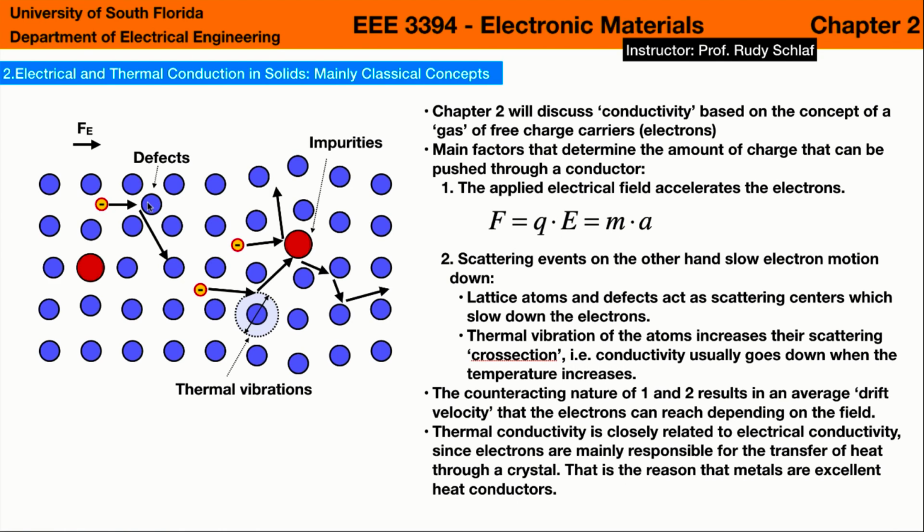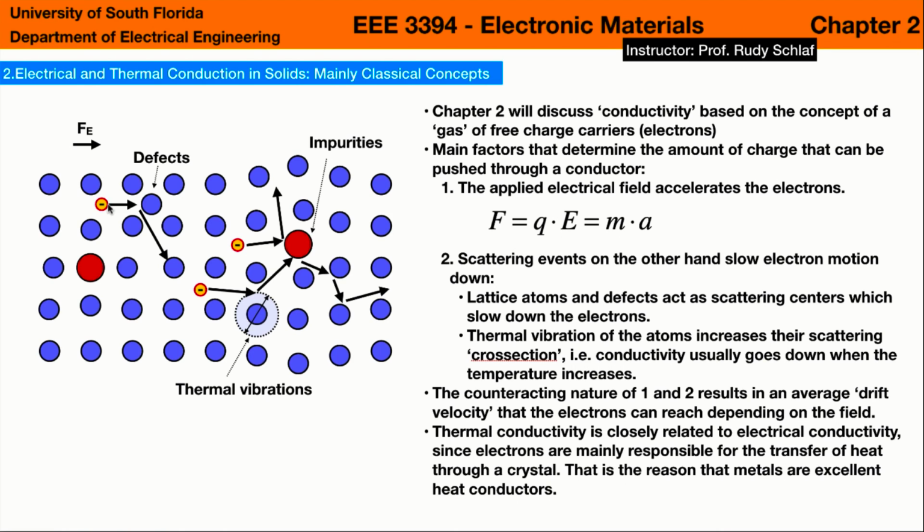As they start moving, they also encounter things that slow them down, and most notably here we have defects, we have impurities, and then the crystal itself just by the thermal vibrations that come from the energy per degree of freedom. That changes the apparent size of the ions depending on how hot the crystal is. So we have two effects that counter each other, which results in a steady state velocity of the electrons, an average velocity of course, and this average velocity is called the drift velocity.